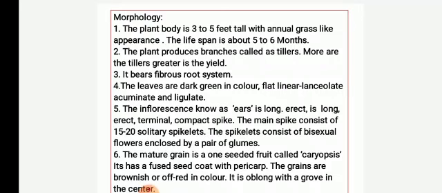The mature grain is a one-seeded fruit called caryopsis. It has a fused seed coat with pericarp. The grains are brownish or off-red in color. It is oblong with a groove in the center. So all of you know very well about the grain of the wheat as it is used in our regular diet. We are using flour of wheat.